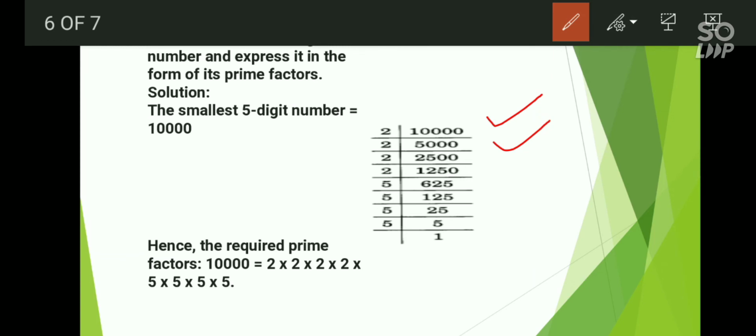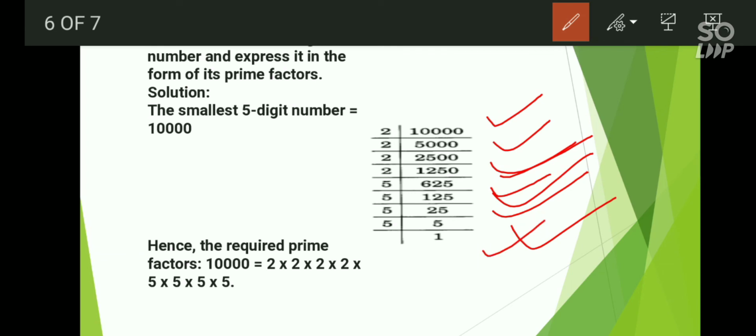Again 5000 is divisible by 2. After dividing, we get 2500. Again 2500 is divisible by 2, we get 1250. 1250 divided by 2, we get 625. And with 5 in the ones place, it is divisible by 5. 625 divided by 5, we get 125. 125 divided by 5, we get 25. Again 25 is divisible by 5, we get 5. 5 is divisible by 5, we get 1.